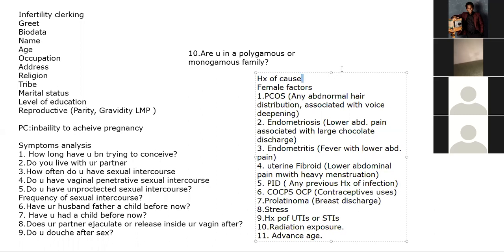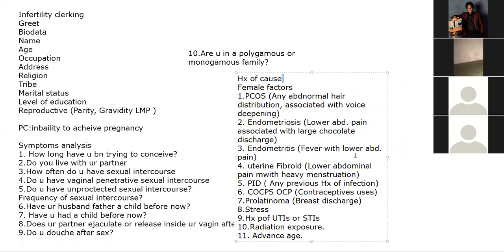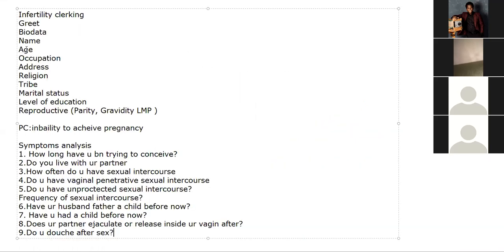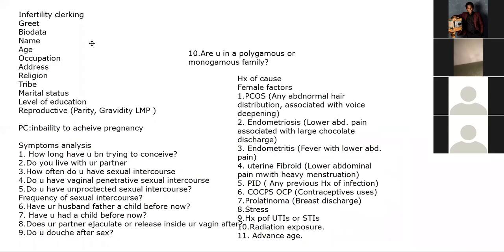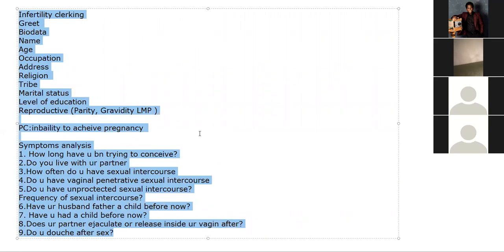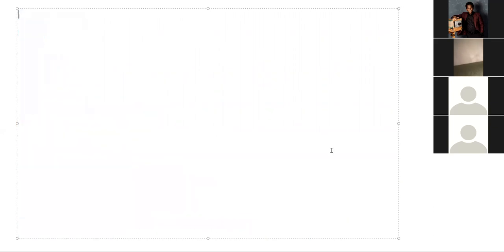So please, can I clear all these things up, doctors? I will clear some of it because we need to also write other causes. So let me remove this one. Right, doctor? Are you all with me? Yes. Wait. All right. So let me clear some of these things off.